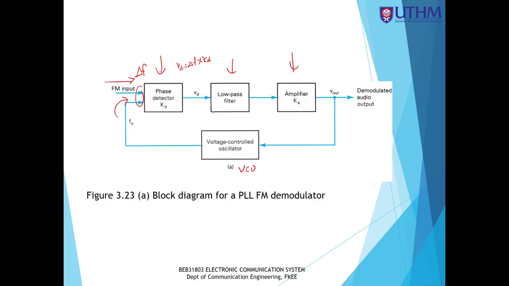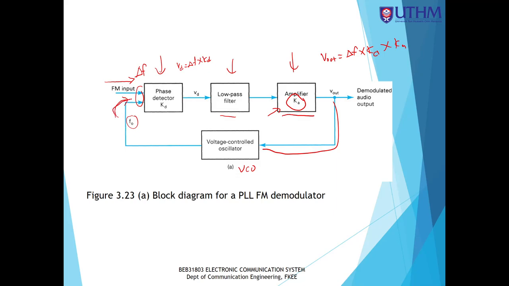Then it goes inside the low pass filter, and then the amplifier, which has a transfer function of KA. So V out is equal to delta F multiplied by KD, and now with the amplifier transfer function we multiply with KA. This is the output. The output goes back to the input of the VCO and produces an output oscillation frequency.